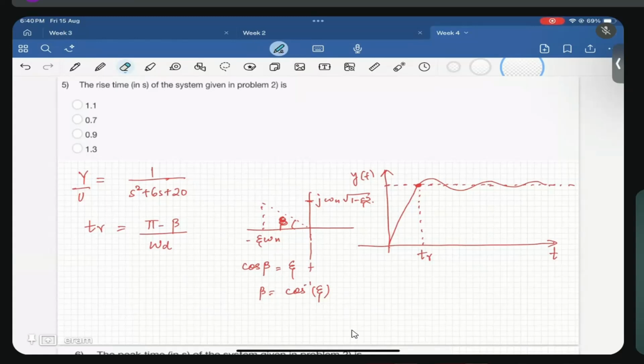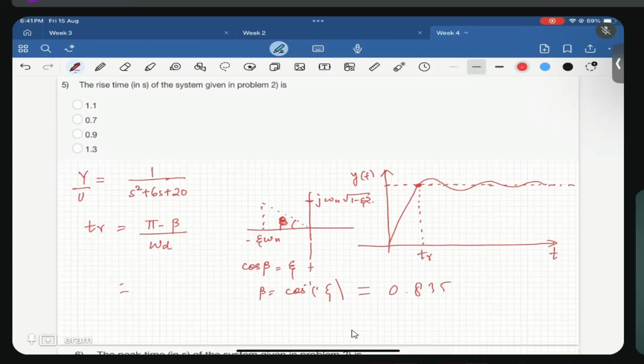Okay, so cos inverse theta is 0.835, right? And when you calculate rise time, be sure that you are calculating everything in radian, because omega t is given in radian per second.